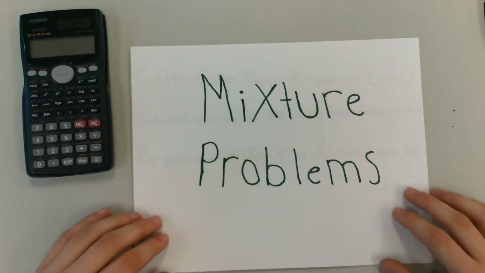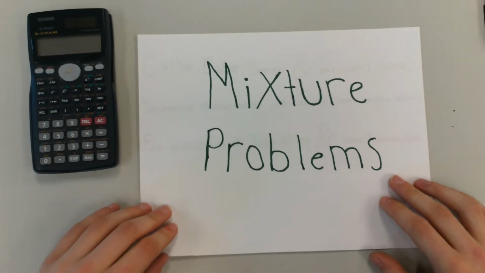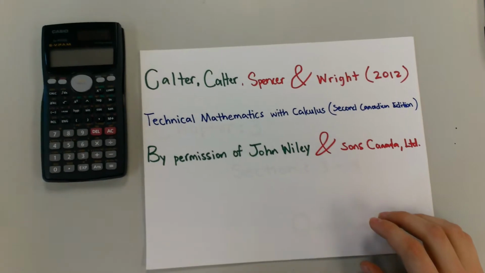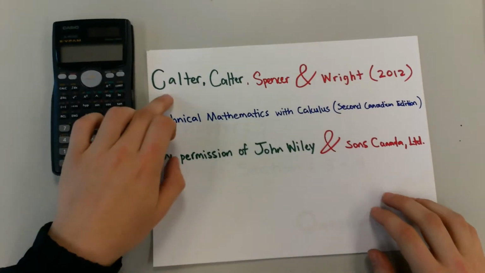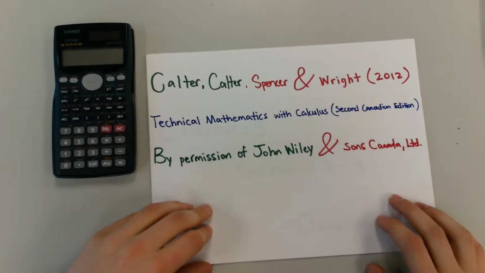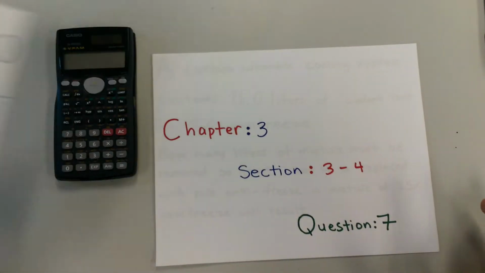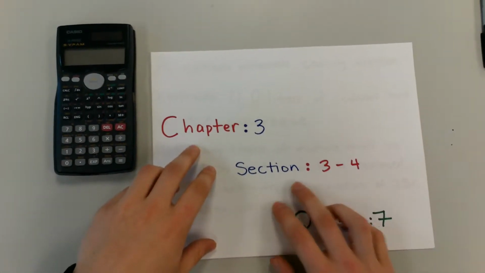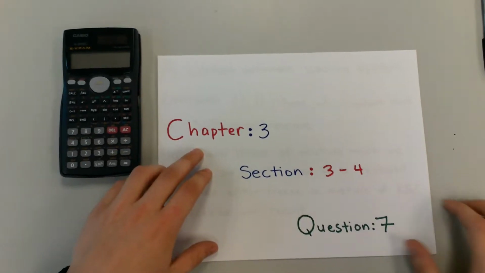Thanks. All right, today we are doing mixture problems. Copyright credits go to Coulter and Wiley. Today we're doing Chapter 3, Section 3 to 4, Question 7.